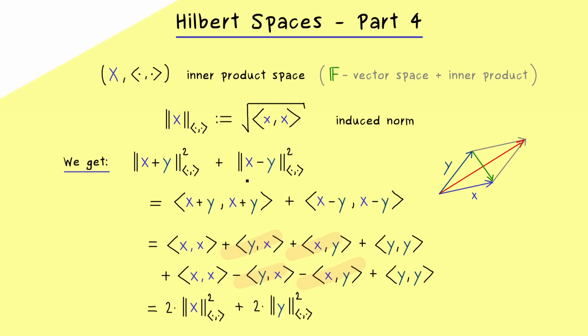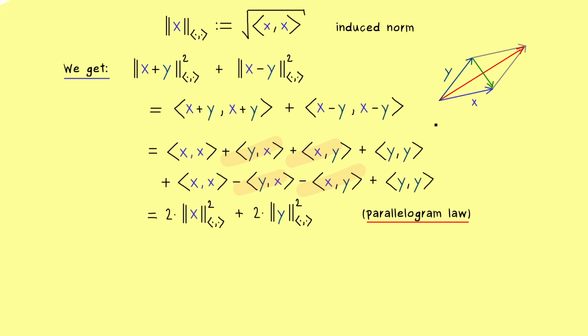The two squares added are given by two other squares added just with a factor 2. And exactly this is what we call the parallelogram law, and it holds for any inner product space, as you can see with this simple calculation. And of course the name comes from the picture above. In any parallelogram, the squares add up like that.